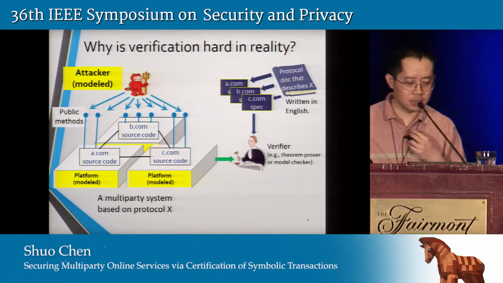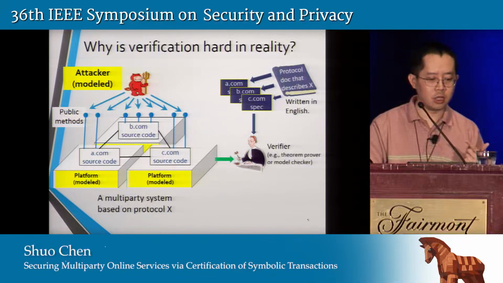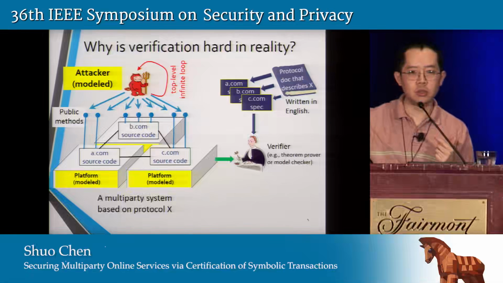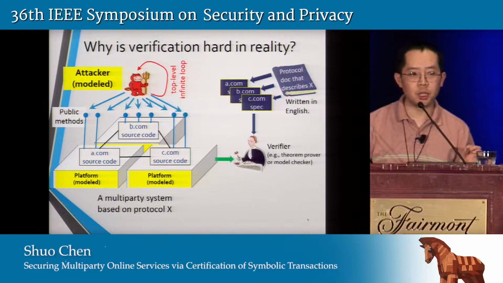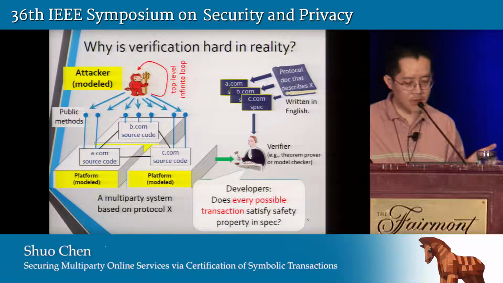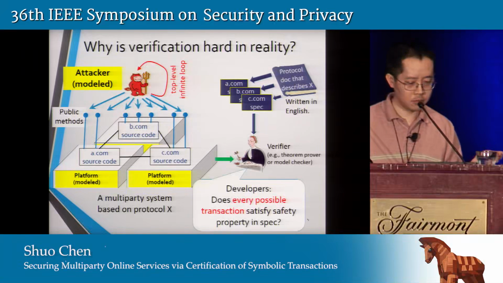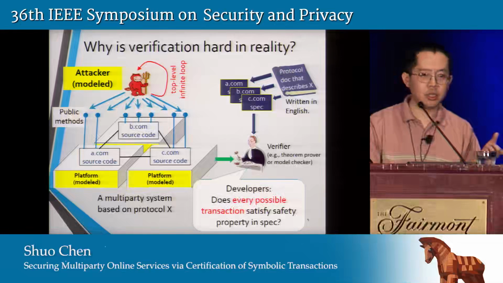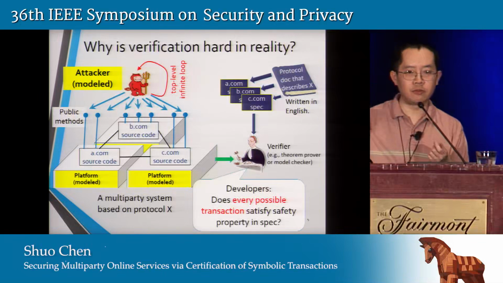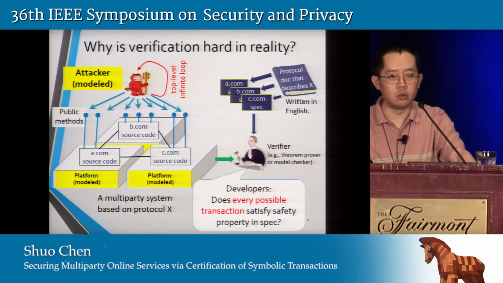Now, the third hurdle is that even after the modeling, the proof itself is still very challenging because the attacker is essentially a top-level loop that interacts with the system. So we are talking about an infinite state space here. And at the end, the developers need to convince the verifier that every possible transaction satisfies the safety property. And this kind of proof has to be inductive, which requires a very complicated loop invariant to be derived from the source code, which is very, very difficult, especially for real-world code.